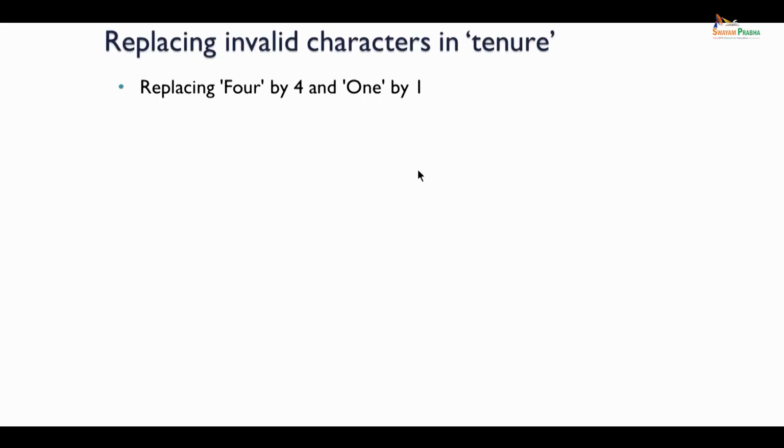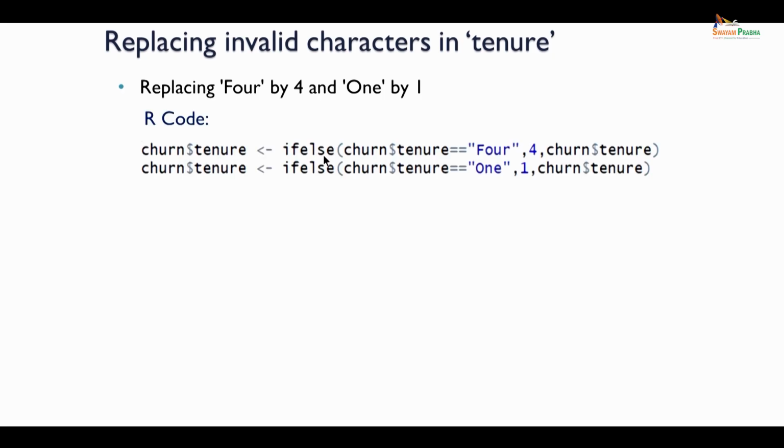So, now we are going to replace the invalid characters in the column tenure. That is, we are going to replace the string FOUR by the number 4 and ONE by the number 1. Here I am using the function called ifelse. The first argument is the condition, that is wherever the tenure is equal to FOUR in the data frame churn, it will be replaced by the number 4. If this condition is not satisfied, then it will remain as it is, and I am saving that output to the existing data frame, that is churn.